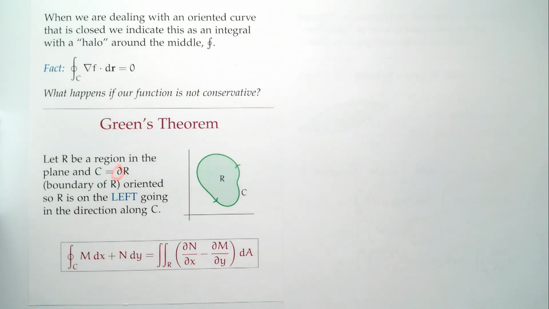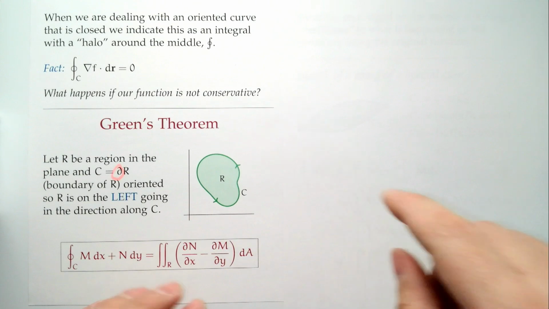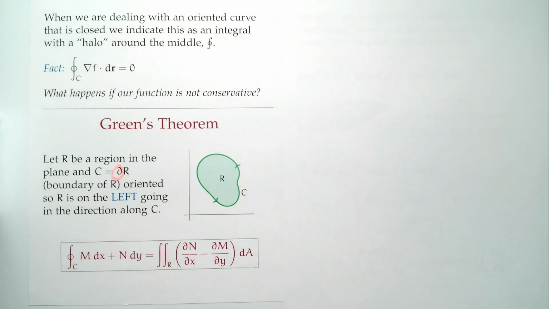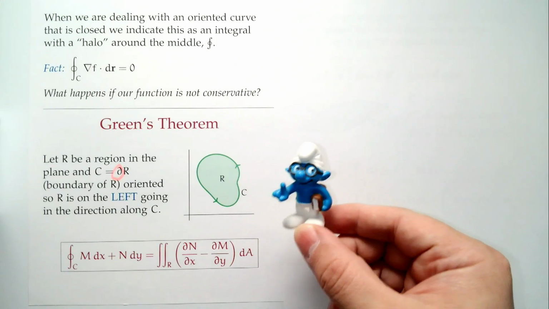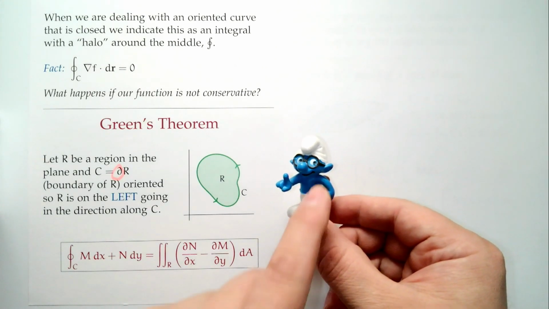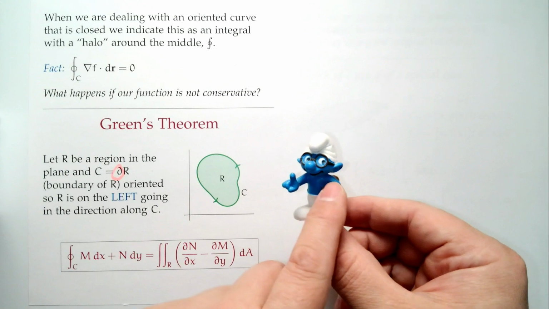So now we have to figure out, well, what's the right direction? Well, there's a convention. And what's the convention? Well, it's the following. Imagine you're standing on the plane. So to help me demonstrate this, I've brought an associate. This is a brainy Smurf. Now you can tell brainy Smurf is a smart person because they wear glasses.